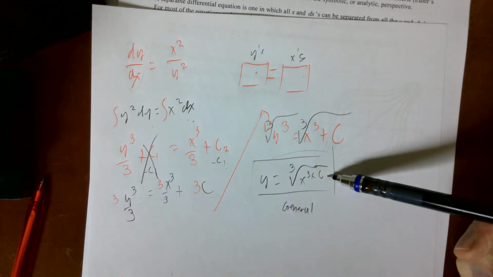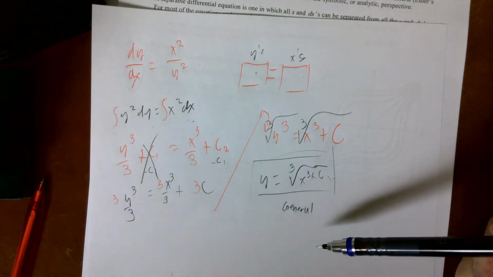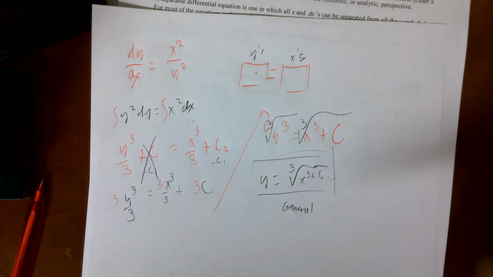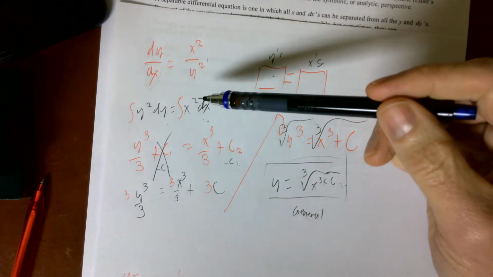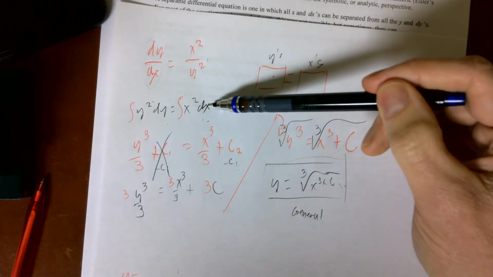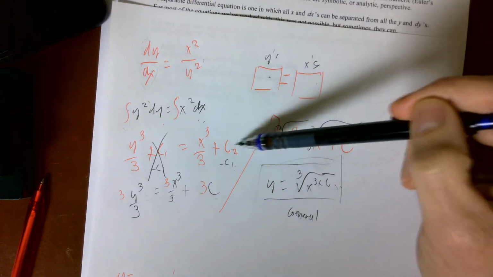As far as your general solution, it's got a c. Particular solution, you have to figure out what c is, and they'll give you enough information. But let's go through the procedure. As far as separable differential equations, you've got a differential equation. You're going to separate your variables, and the y's are always on the left, the x's are always on the right. Then you take the integral of both sides. Remember to put the plus c.